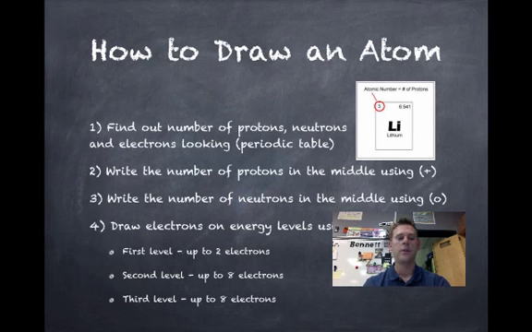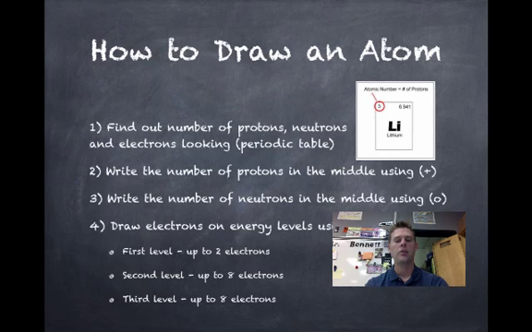So number 2, write the number of protons in the middle. Using plus, you could do a plus 3, or you could draw 3 protons with little pluses in each proton. Then you're going to write the number of neutrons in the middle, which is 4, and you could put a 0, you could leave it blank, or you could put an N for neutron. That's your choice.